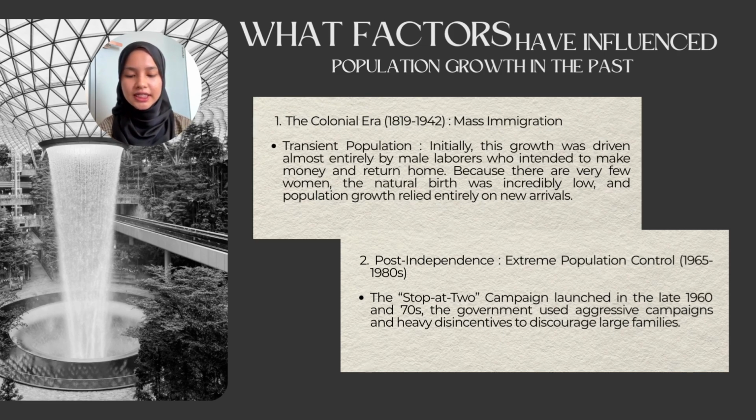Second of all is post-independence extreme population control, 1965 to 1980s. The Stop at 2 campaign was launched in the late 1960s and 70s. The government used aggressive campaigns and heavy disincentives to discourage large families.